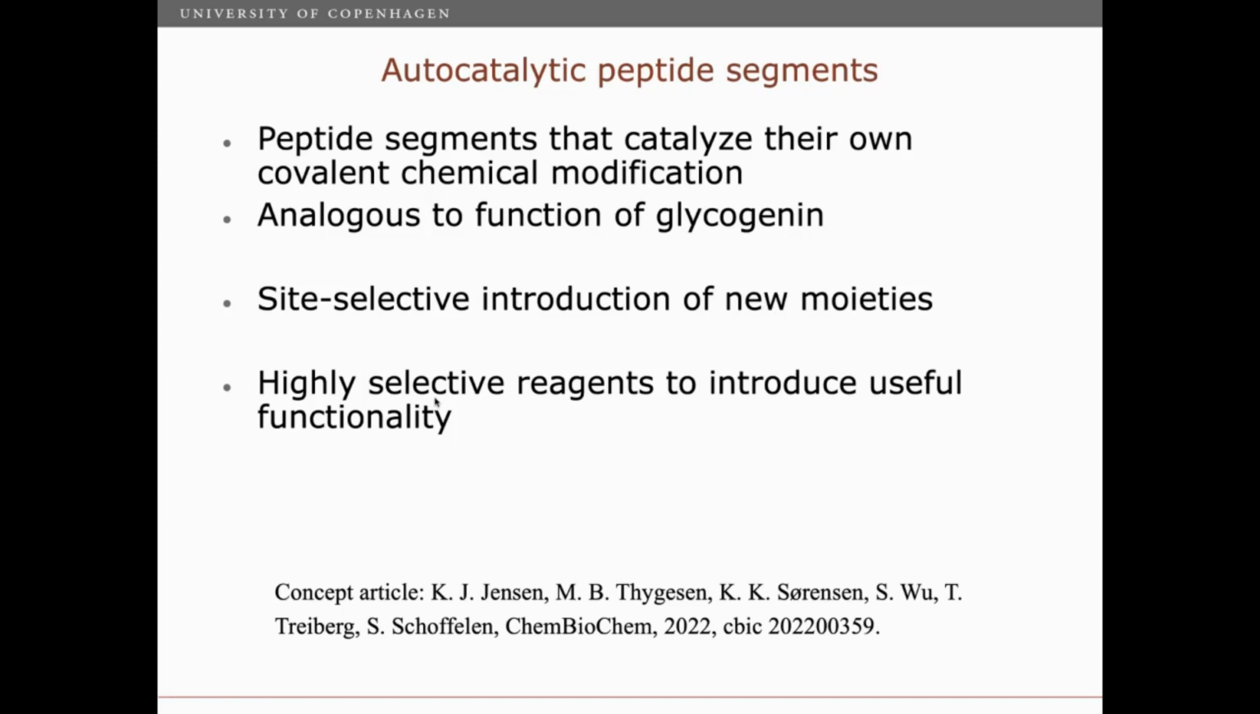Now, what we've been focusing on is what we call autocatalytic peptide segments. So these are peptide segments that catalyze their own covalent chemical modification. Now, the term autocatalytic can be defined in different ways, and the way I define it here is analogous to the use for glycogenin. Glycogenin is the protein found at the core of glycogen, and glycogenin is a glycosyl transferase that catalyzes its own glycosylation. So I use the word autocatalytic in that sense, and it would allow site-selective introduction of new moieties and hopefully introduce new functionalities. So you need functionalities that otherwise would not be present in the protein.